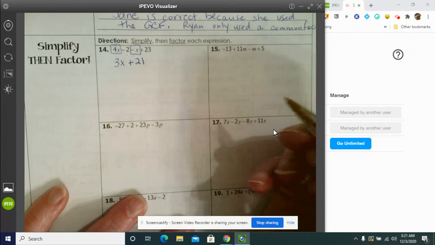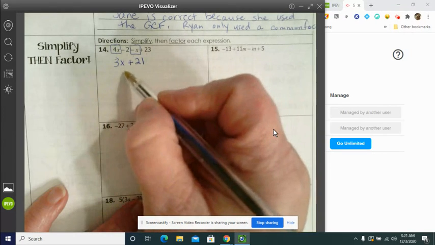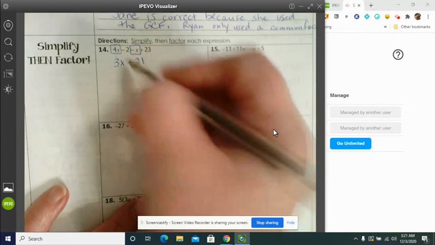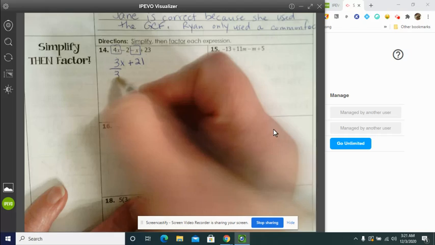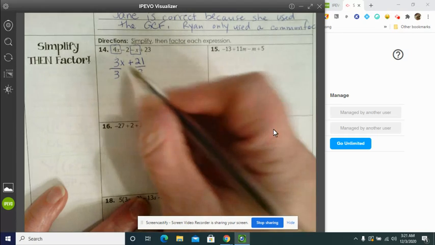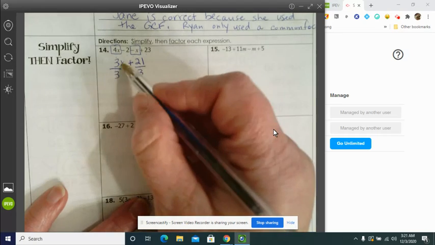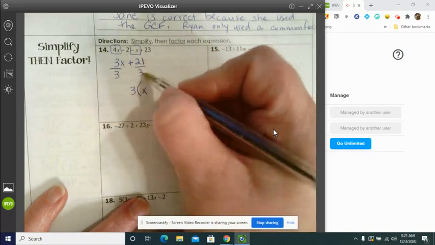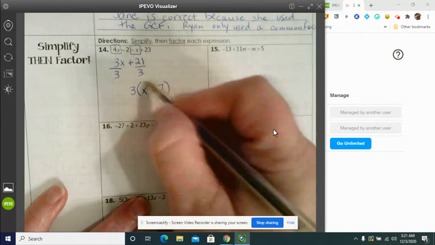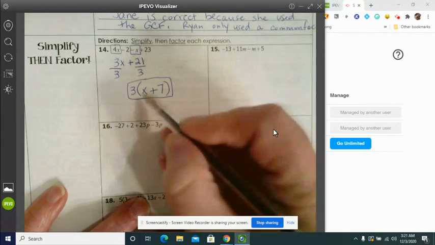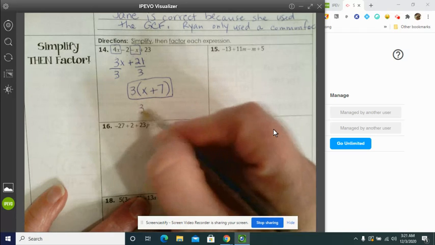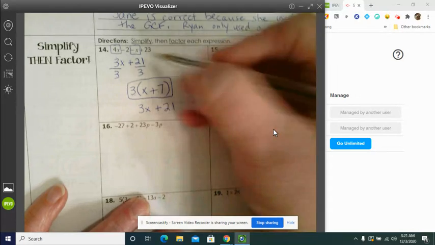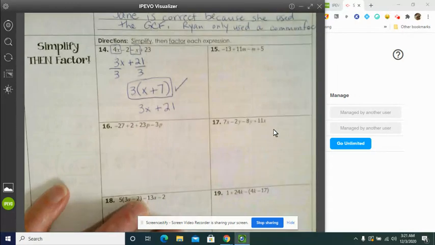So now I need to factor it. If I factor this, 3 and 21 share the greatest common factor, which is 3. So I'm going to divide them both by 3. 3x divided by 3 becomes x. 21 divided by 3 becomes 7. Now if I double check that, I get 3 times x, which is 3x, plus 3 times 7, which is 21. That is correct. So my answer checks.